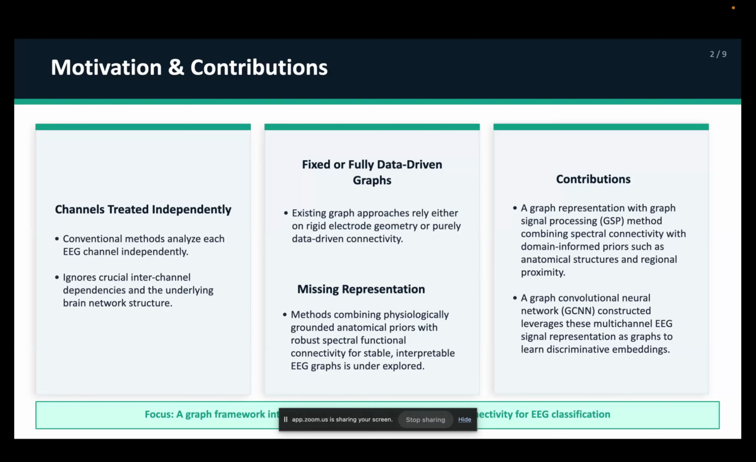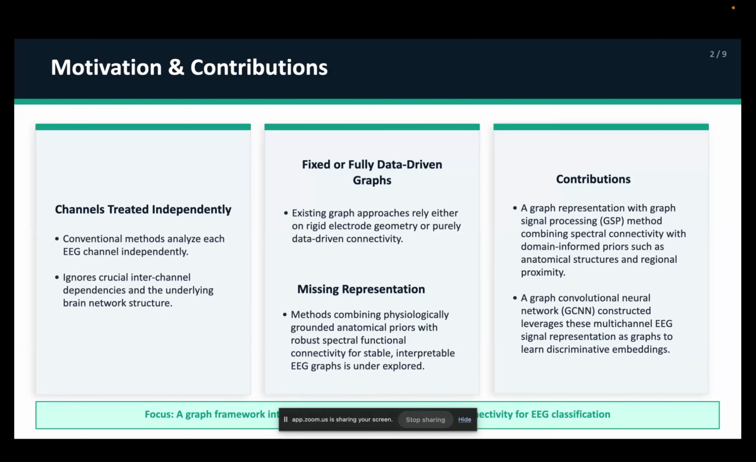So in this work, we focus on analyzing EEG signals using graph-based methods, particularly graph signal processing and graph convolution neural networks. We used graph signal processing as it provides a framework to model brain activity as signals defined over connectivity graphs, allowing us to incorporate relationships between different brain regions.